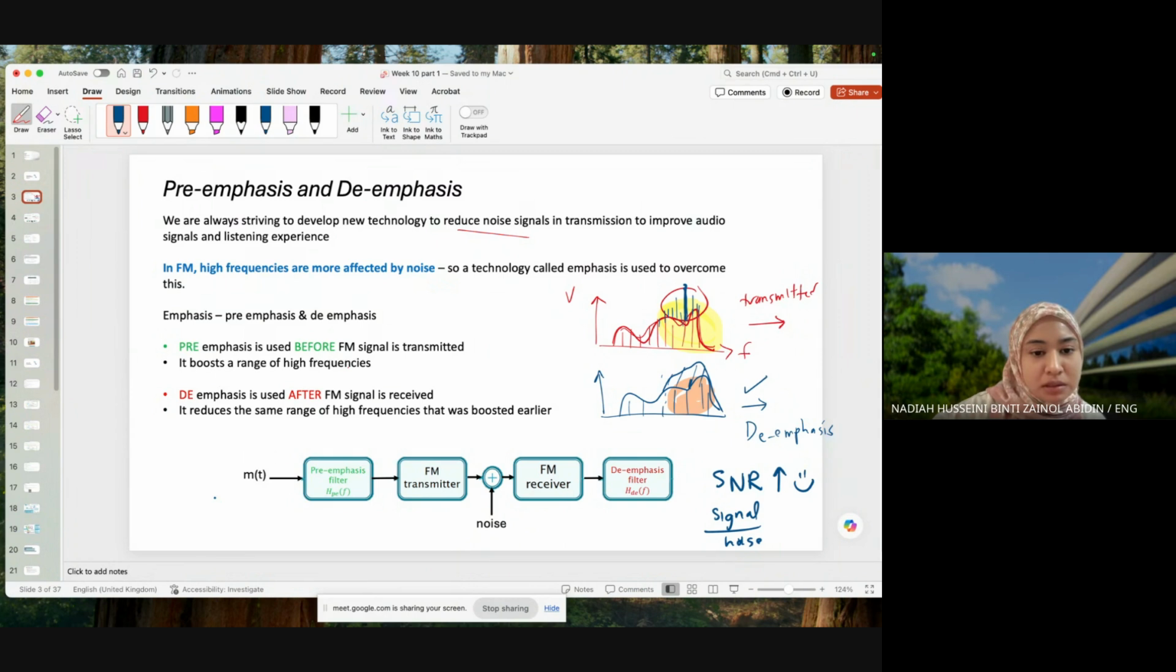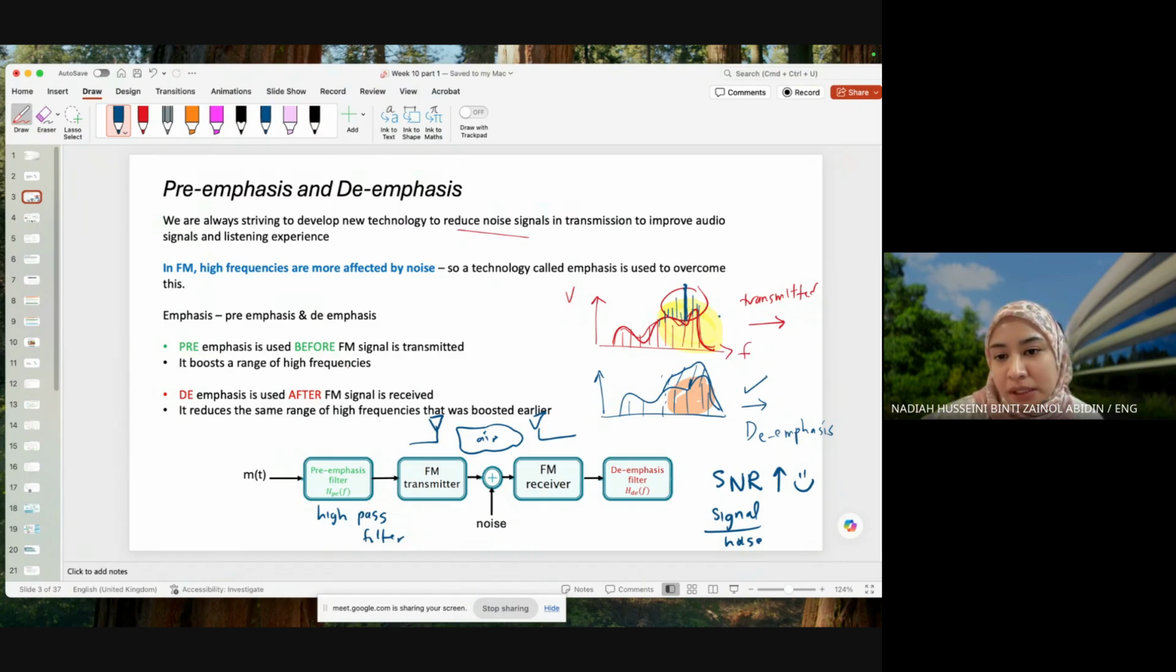Okay, so that was roughly what was happening. Here we start with our message, and then we have our pre-emphasis filter. It is a high pass filter. Then we have our FM transmitter. It's typically an antenna, and then this is our medium of transmission. It's typically air, and then we have our antenna receiving our signal, and then it passes through de-emphasis.